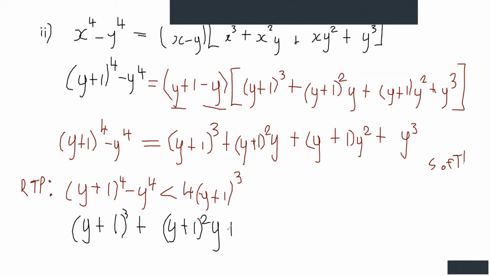This is then plus y plus 1 multiplied by y squared. This is our left-hand side, by the way, let me write LHS. We're trying to show that our left-hand side is less than the right-hand side. So this is our left-hand side times y squared plus y cubed.